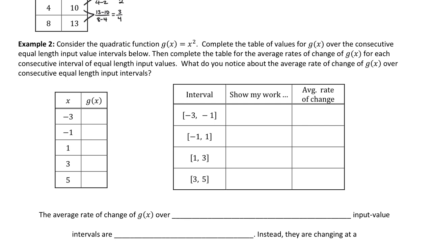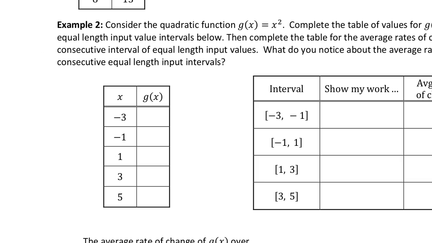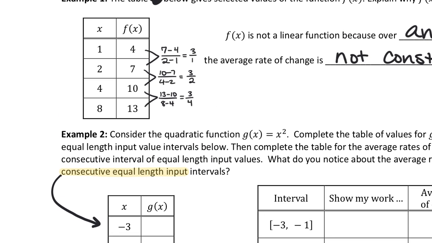You're going to hear me say that a lot, so let me explain what that means. When I'm talking about consecutive equal length input value intervals, it says it 3 times in this question. What I mean is the input values here must change by the same number for us to be able to compare for quadratics. It didn't matter for linear functions. If you notice, we didn't change by the same numbers in our table here.